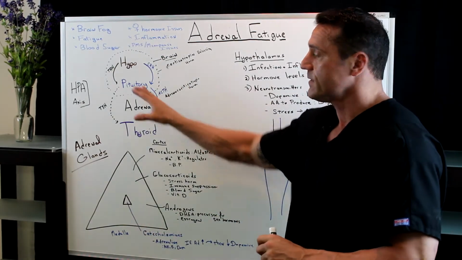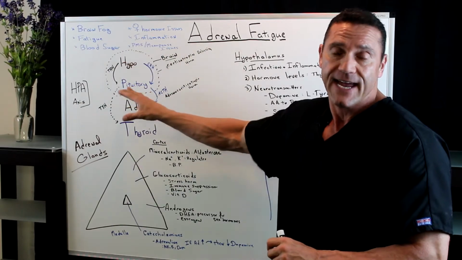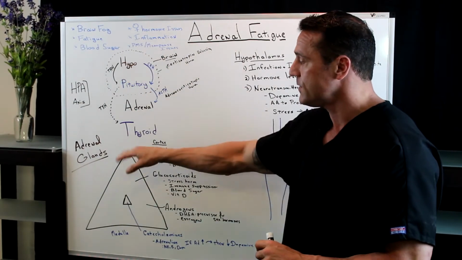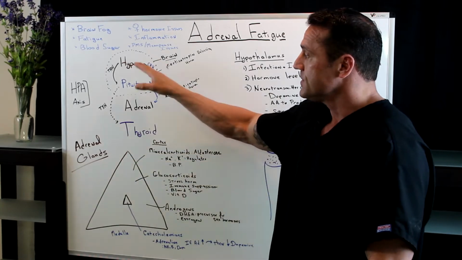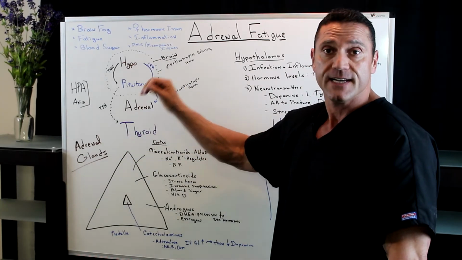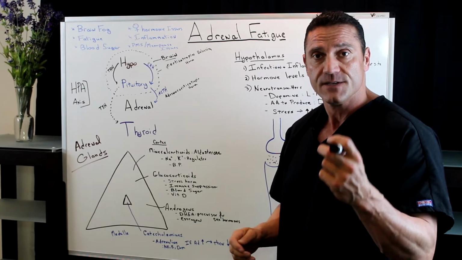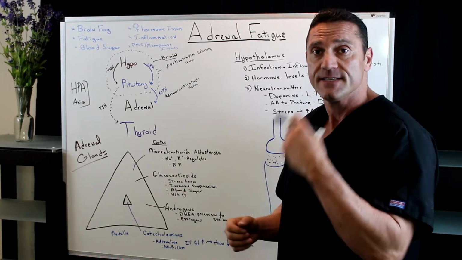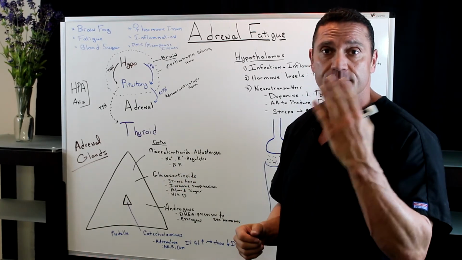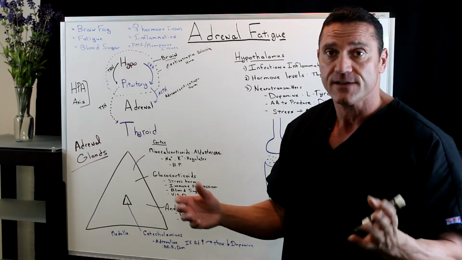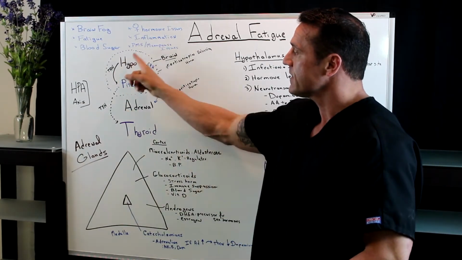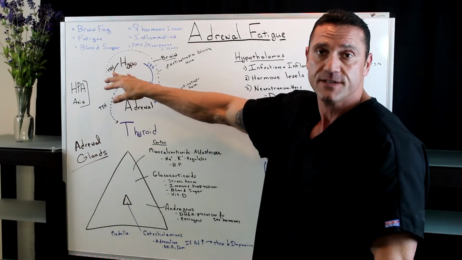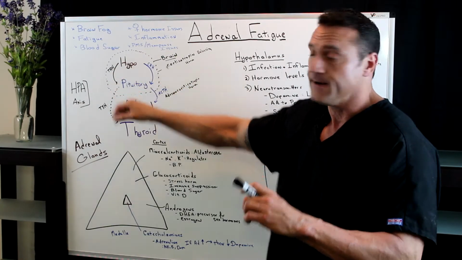So let's start off with what's called the HPA axis. Now in this video, I like to throw in the thyroid gland just for argument. So the HPA axis starts in the hypothalamus, which is your master gland, sends a signal to the pituitary gland, which then sends a signal to the adrenal glands in this HPA axis. So I do a little circle here. So again, the hypothalamus and the pituitary gland are inside the brain.